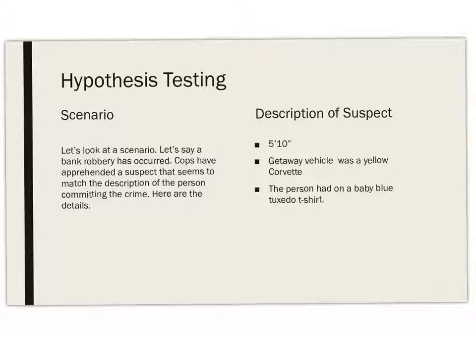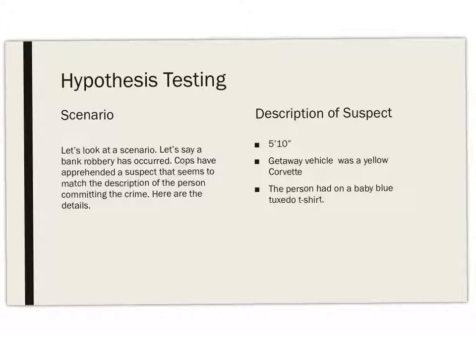Let's look at a scenario and let's say that a bank robbery has just occurred. Cops have apprehended a suspect that seems to match the description of the person committing the crime. And here are the details. So you have a suspect, 5'10", getaway vehicle was a yellow Corvette, and the person had on a baby blue tuxedo T-shirt. You know, one of the ones that say "party" in the front, business in the back. I don't really think it says business in the back. Then it's a mullet. That's okay.